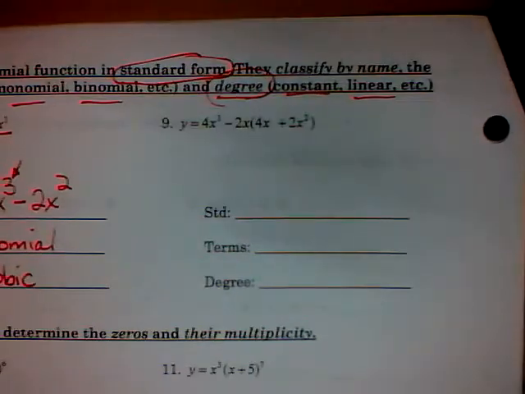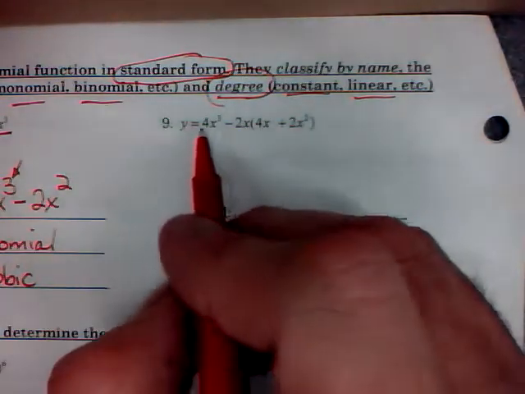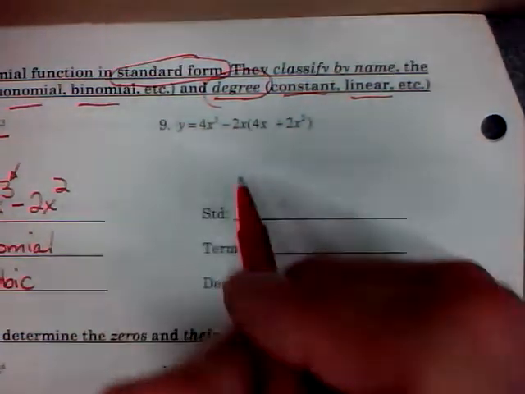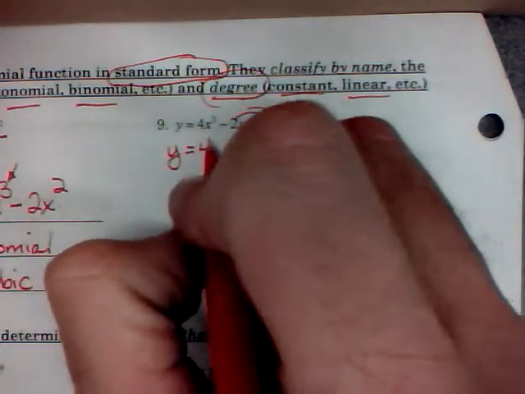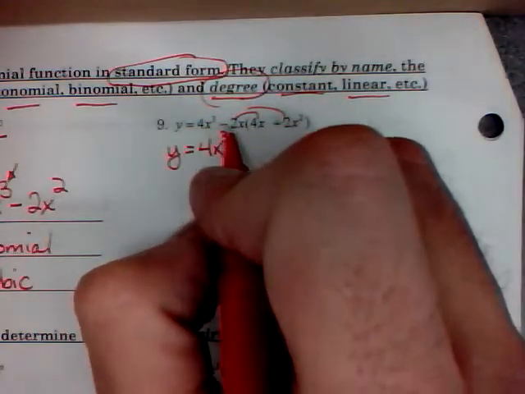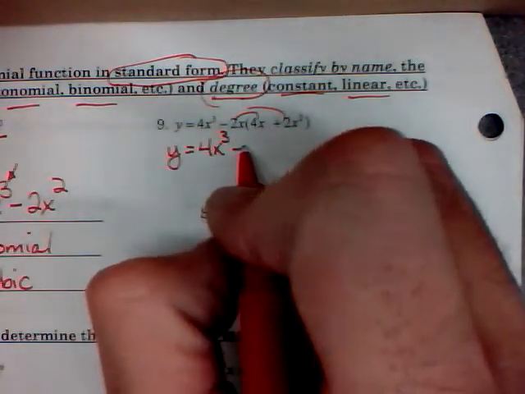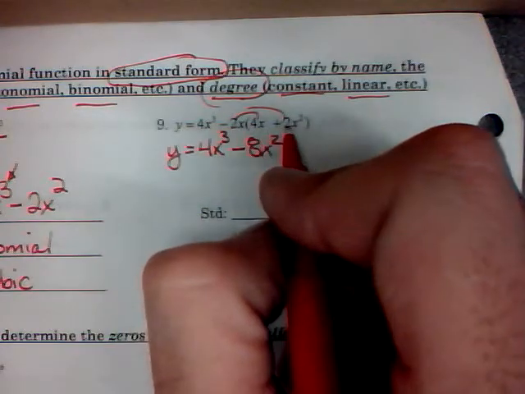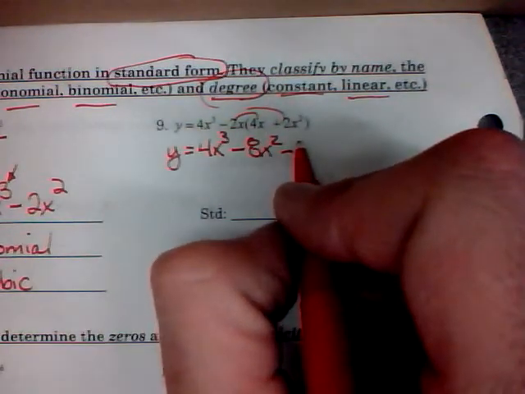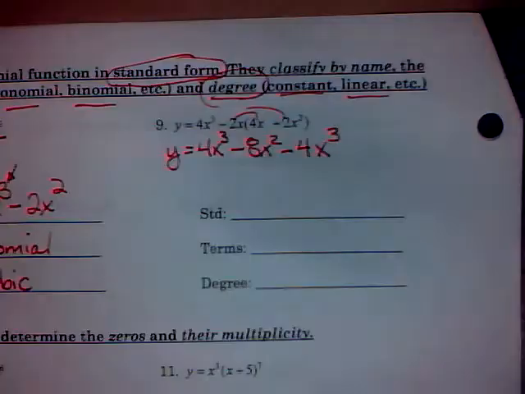So on number 9, here you want to combine like terms, but we're going to need to distribute first. So we get y equals 4x cubed. Now negative 2x times 4x is negative 8x squared. And then negative 2x times positive 2x squared is negative 4x cubed.